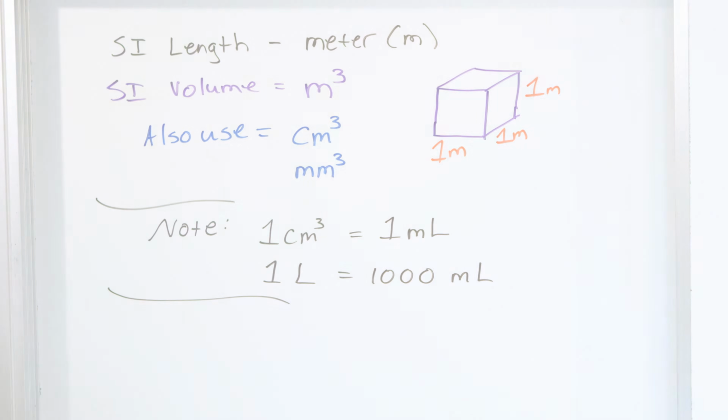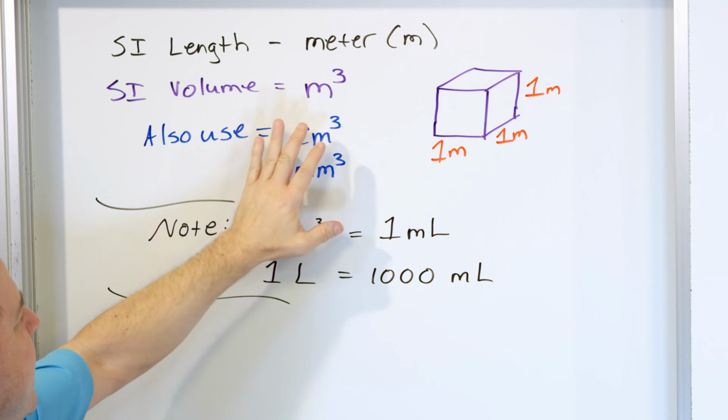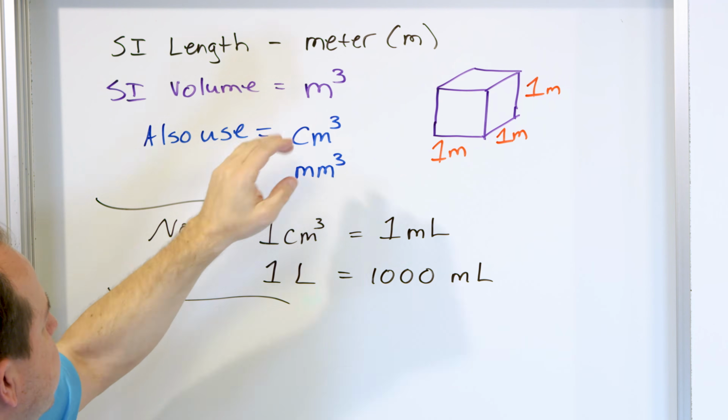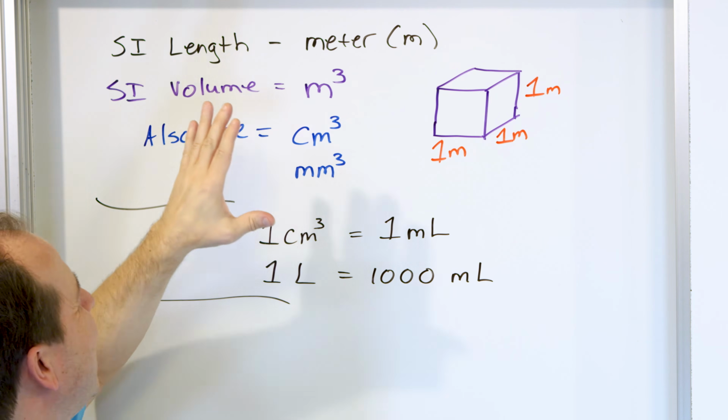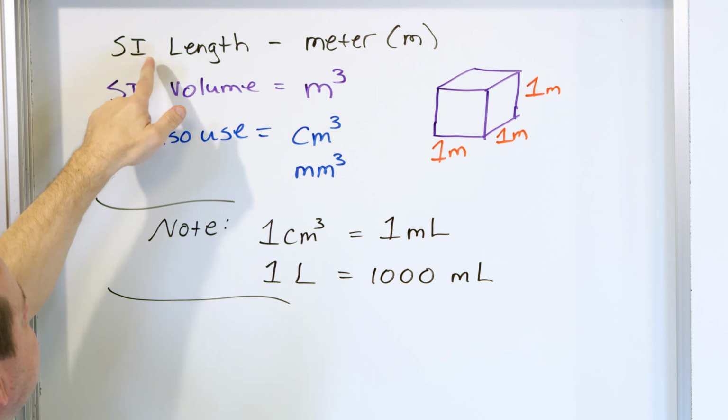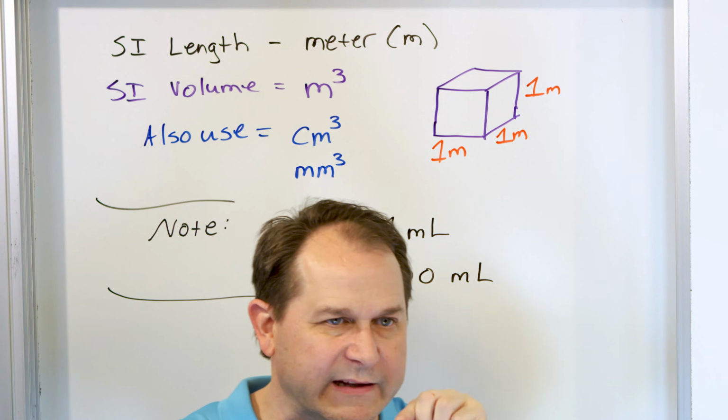Now all of these units I've written down here, the milliliters, the liters, the cubic centimeters and all that, they're called derived units. Because really the base unit of length is a meter. The length is the base unit.